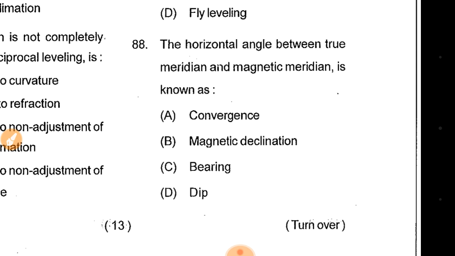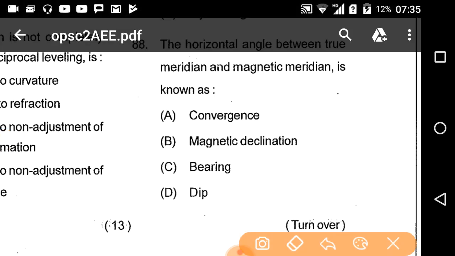Question number 88, the horizontal angle between true meridian and magnetic meridian is called convergence, magnetic declination, bearing and dip. So the horizontal angle between the true meridian and magnetic meridian is called magnetic declination, that is option B will be the correct answer.